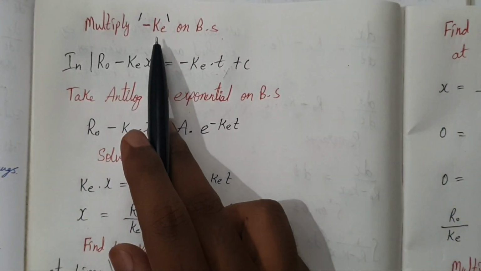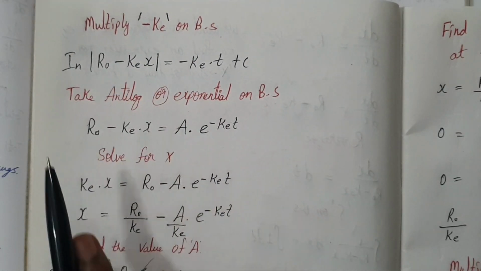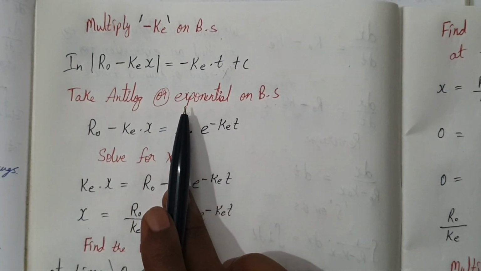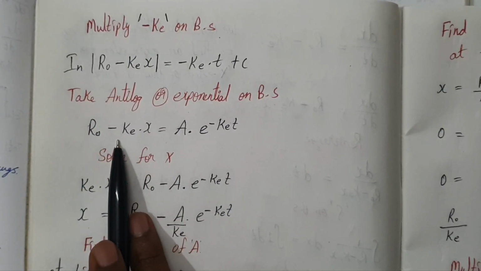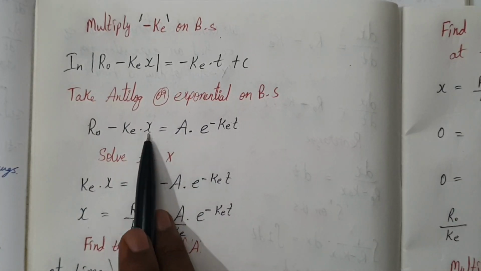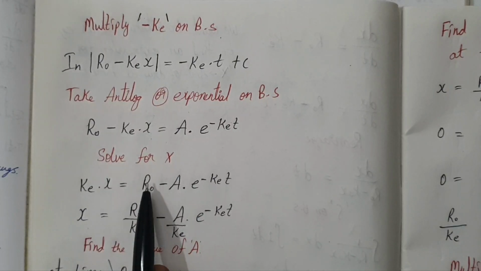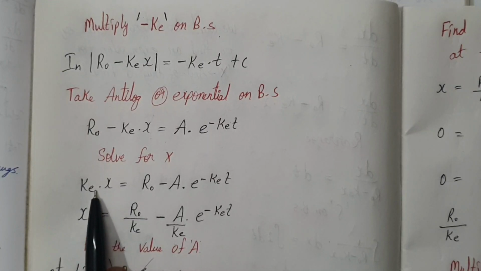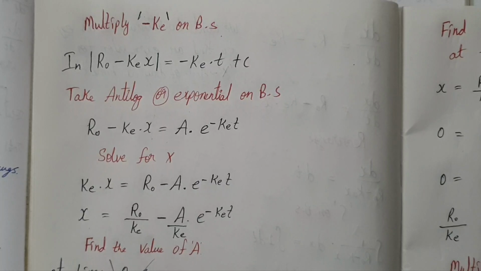To that equation, multiply by minus Ke on both sides, so Ke gets cancelled out. Then we are left with this equation. When we convert it into exponential form, it will be like this. In this equation, we are just solving for X. R naught goes here, and when Ke goes across, it is in multiplication form; when it moves, it will be in the denominator, in division form.